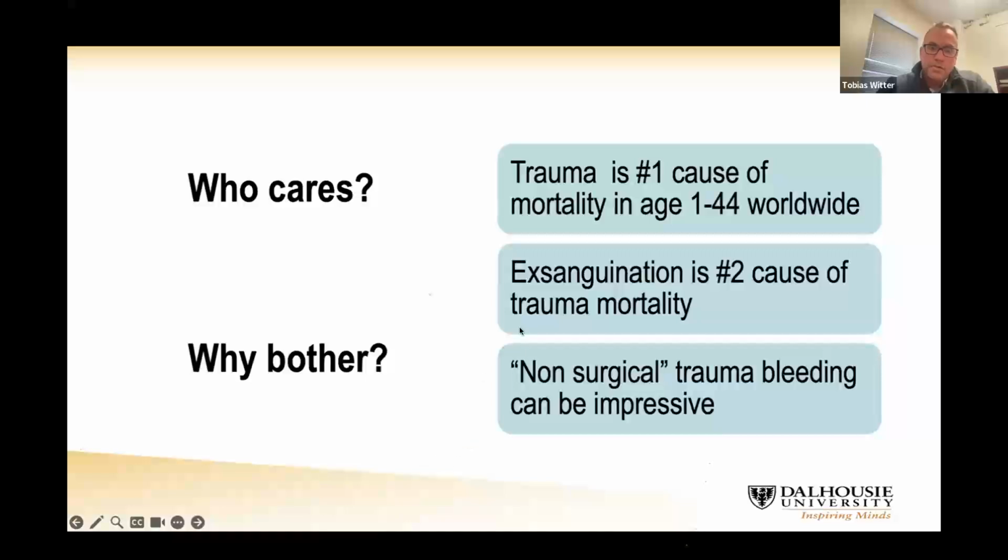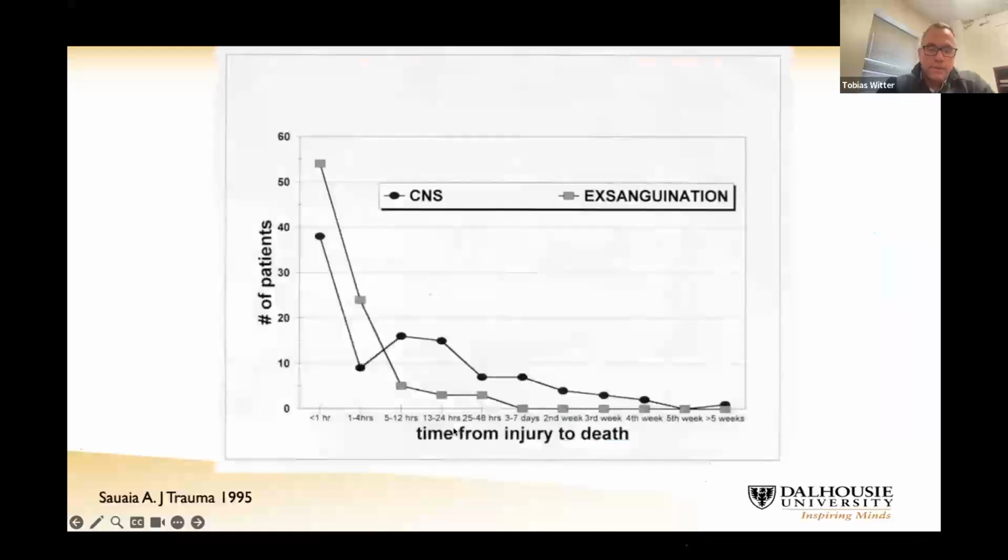All right, so trauma again is number one cause, and bleeding is the second most common reason for why they die. When we look at mortality of patients, the first couple hours, I would say until hour 4 or 5, the mortality is mainly driven by exsanguination, so meaning blood loss, and part of that blood loss is trauma-induced coagulopathy, which we'll talk a little bit more about.